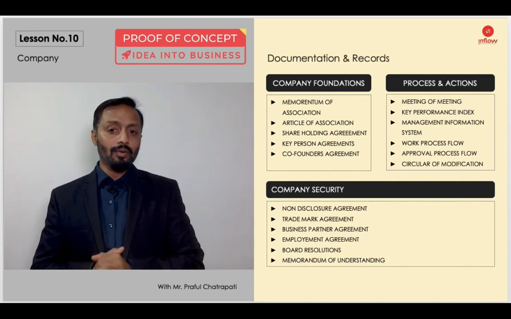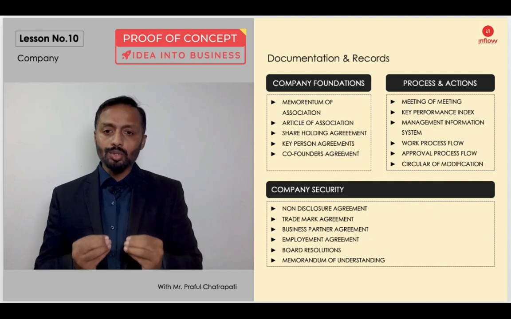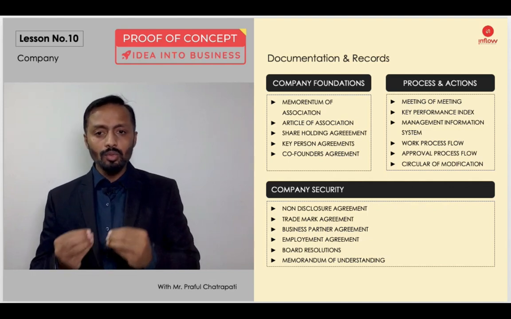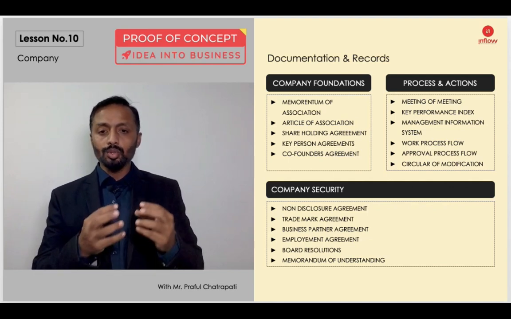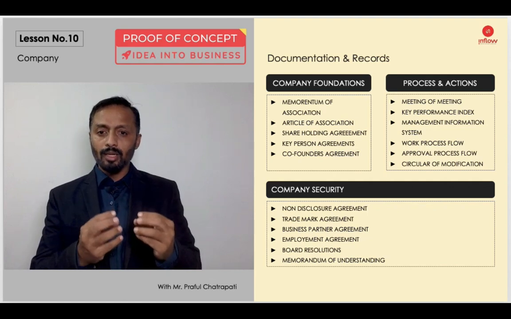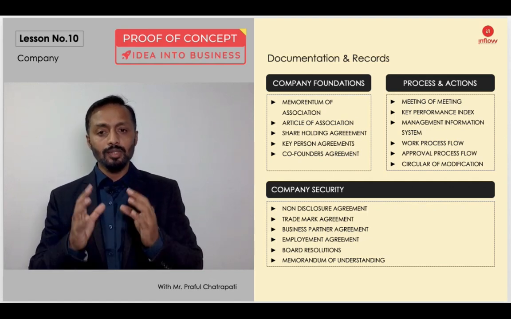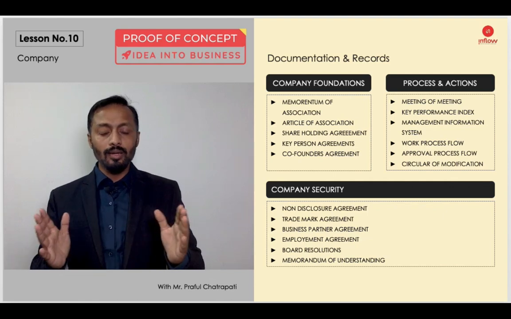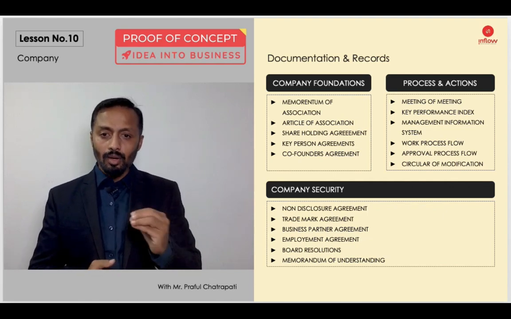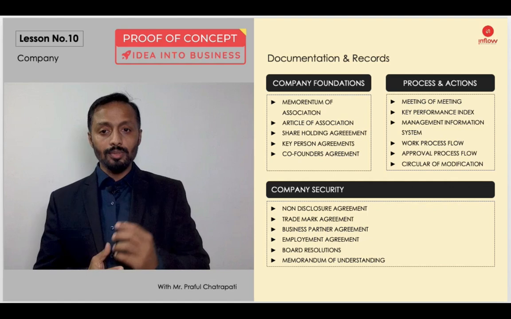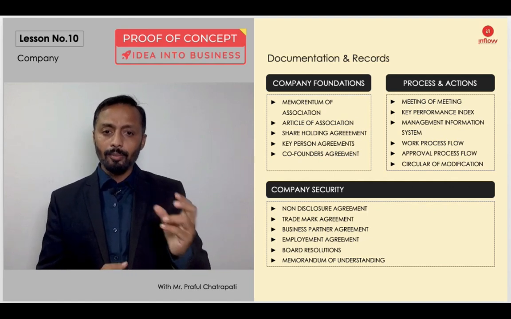And the company security documents. You should have non-disclosure agreements. Wherever you are sharing your company details, you should always keep some non-disclosure agreement terms in every agreement, and ensure that what you are sharing with them remains intact and does not give you any kind of challenges. Trademark agreement: if you are really serious about this business, please apply for the trademark.